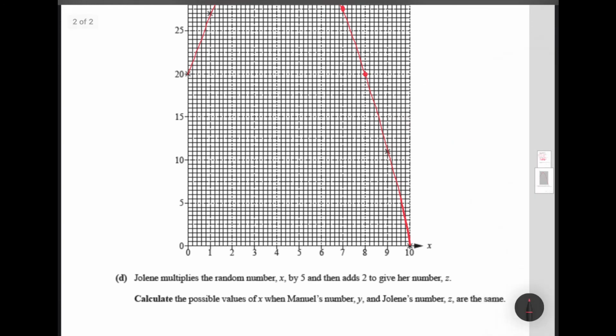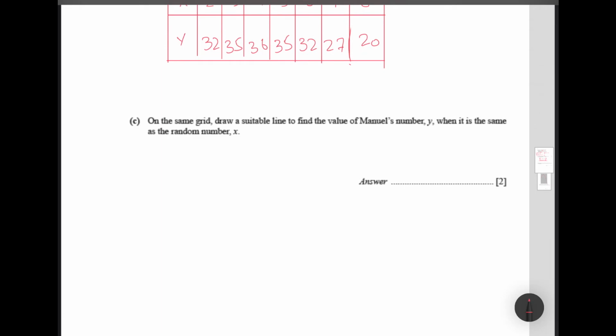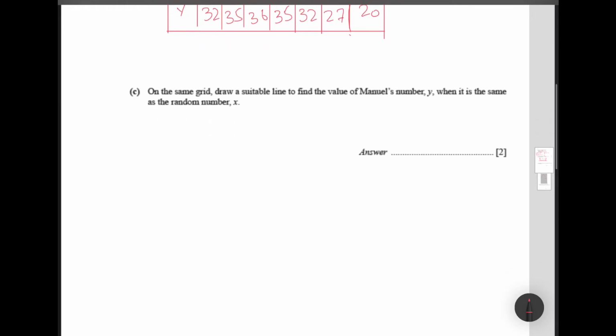Let's do the next one. The next part says, on the same grid, draw a suitable line to find the value of Manuel's number y when it is the same as the random number x. What this means is, when the random number y is the same as the random number x, the equation is going to be y equal to x.